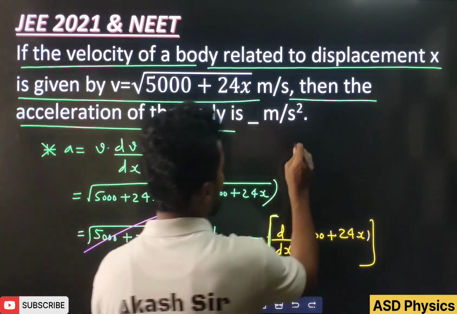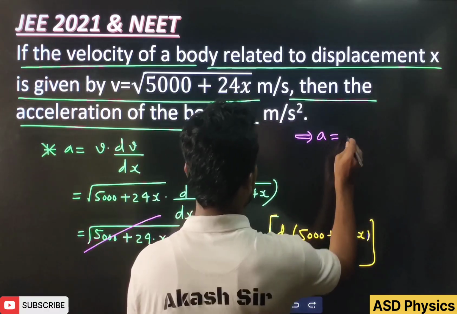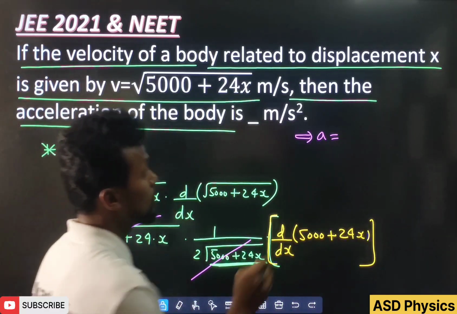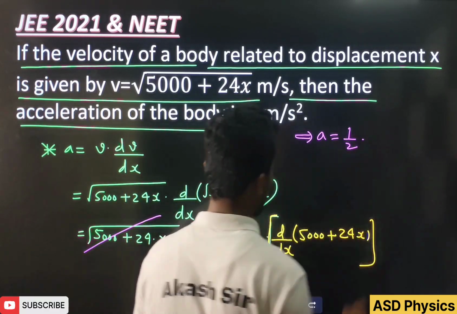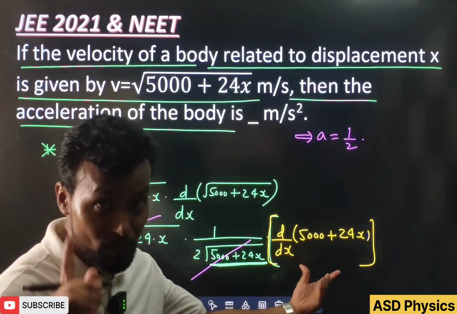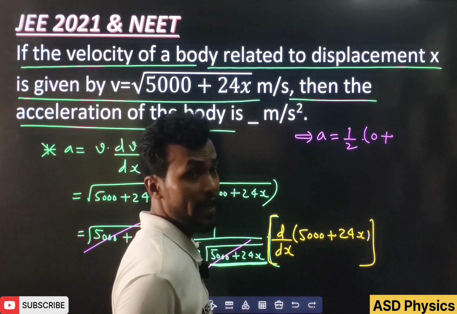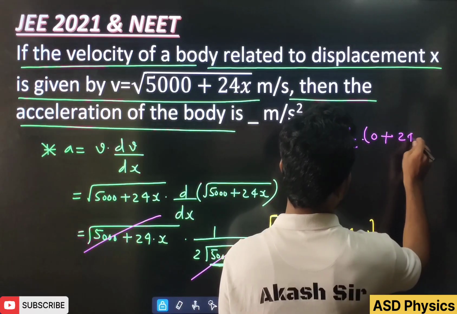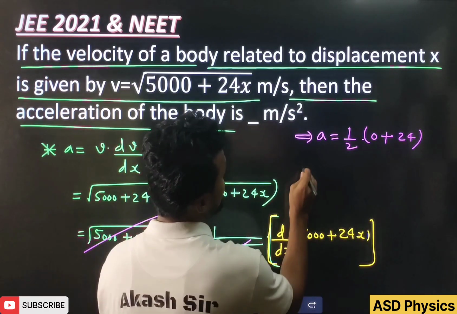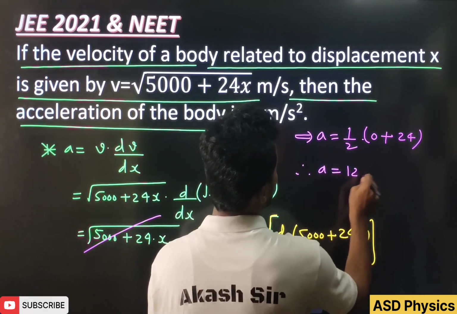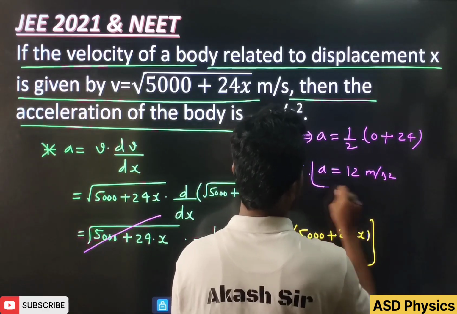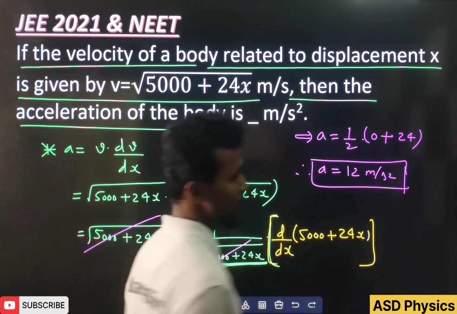So here we can write A equal to, here what is pending? 1 by 2 into d by dx of (5000 plus 24x). 5000 is constant, so its derivative is 0, and 24x gives 24, since the differentiation of x is 1. So 24 by 2, what will come here? 12 meter per second square. What is the acceleration here? 12 meter per second square.